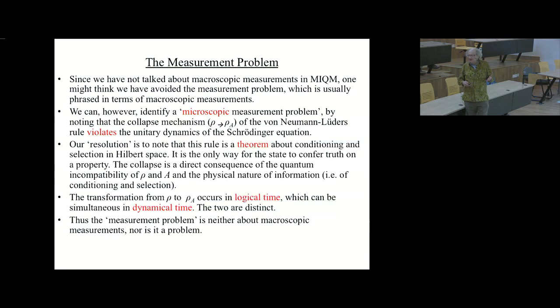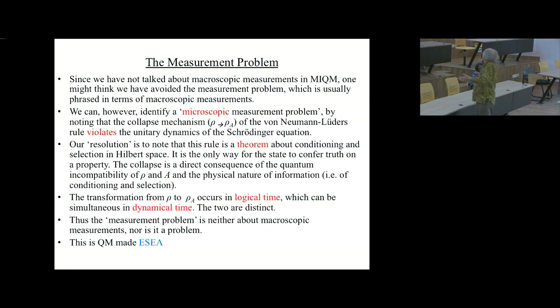So you might feel cheated because I've kind of defined it away, but it is the understanding in microscopic quantum mechanics of what is referred to as the measurement problem. But in microscopic quantum mechanics, it just amounts to the difference between logical time and dynamical time. The unitarity is a property of dynamical time. This collapse occurs in logical time. This is what I call quantum mechanics made easy.